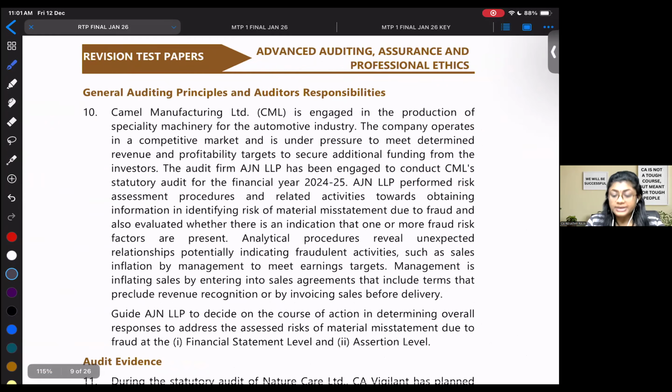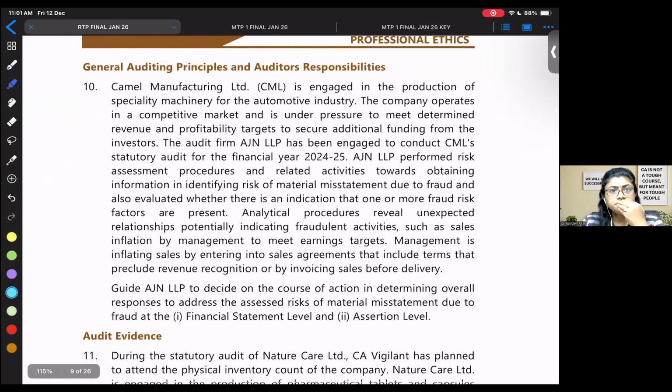Now, can you read? See, whenever a big case scenario comes like this, can we go to the last sentence and read above and examine what you do? Do that. Guide AJN LLP to decide on the course of action in determining the overall responses and to address the risk of material misstatement due to fraud at financial statement and assertion level.